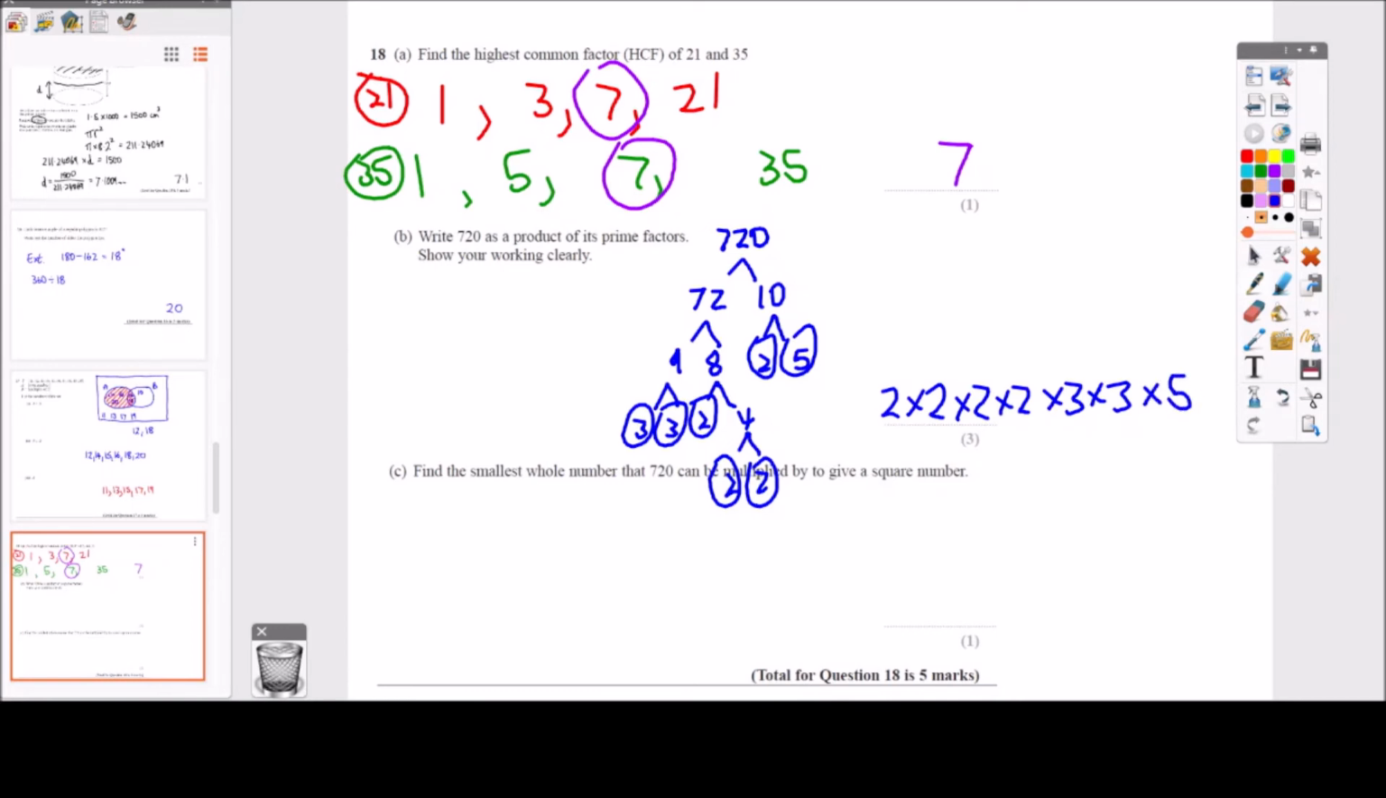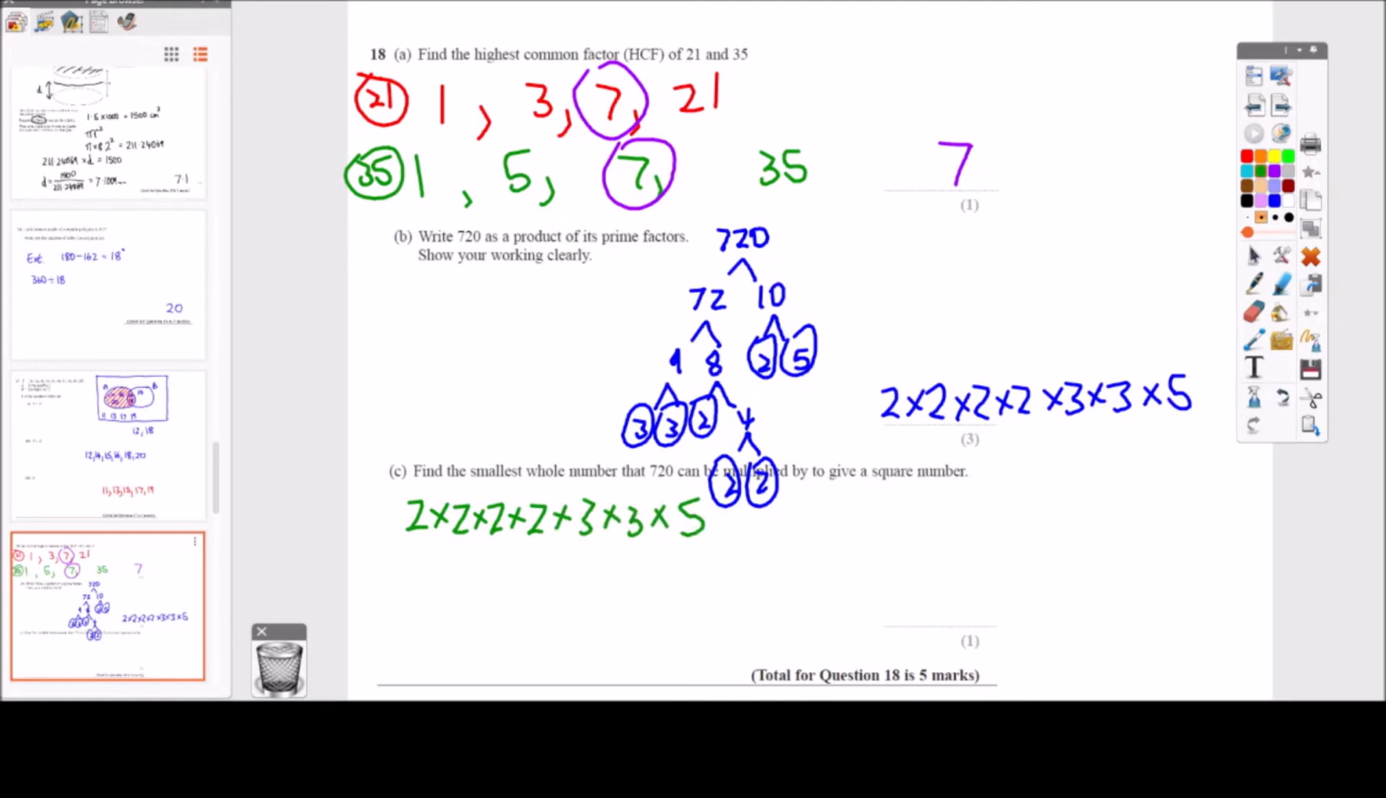Now, part C is trickier. When you've got a square number, it's always something times itself. So 3 times 3 is 9. 9 is a square number. 25 is a square number because it's 5 times 5. So imagine we're splitting the 720 down, and we've already done the splitting over here. We've got 2 times 2 times 2 times 2 times 3 times 3 times 5.